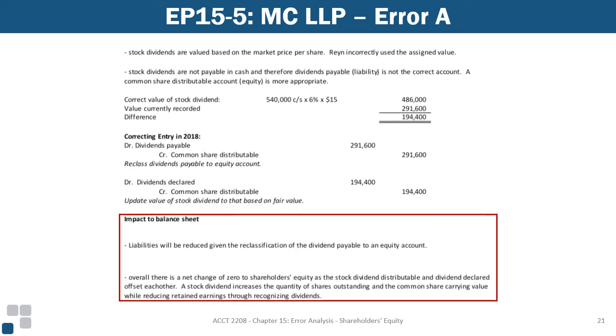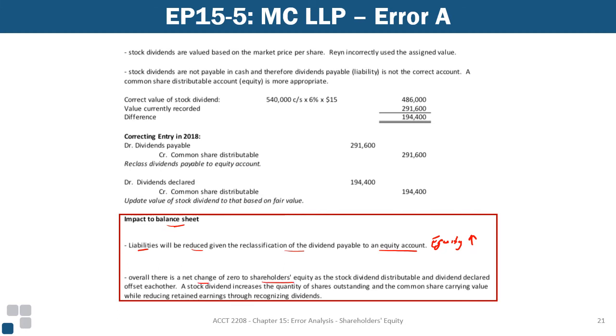Now remember, we were also asked to discuss the impact on the balance sheet. Those are the couple of impacts here. So the liabilities is reduced to reclassify the dividend to an equity account, which then results in equity going up, right? And then there is a net zero change to shareholders' equity.